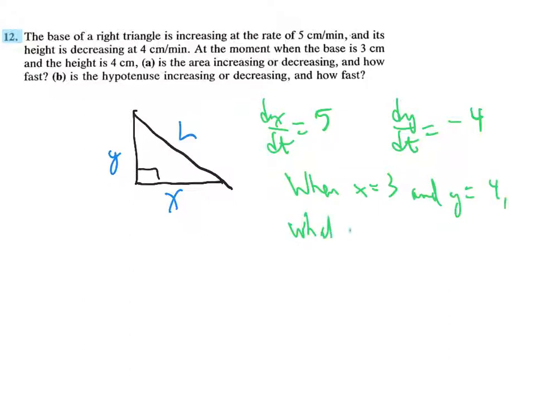We want to know what is dA/dt, where A is the area, and what is dL/dt, which is the length of the hypotenuse. We'll get each of those separately on their own page.